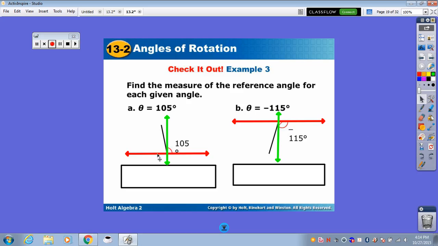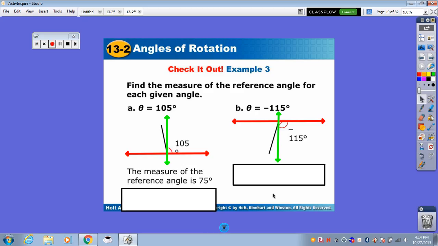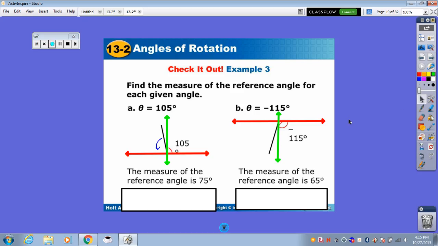For 105 degrees, just past 90 degrees, the measure of that reference angle is 75. We find that from the terminal side down to the x-axis at 75 degrees. And on our other one, the measure of this is 65 degrees. We have that measure right here between the x-axis and our terminal side.